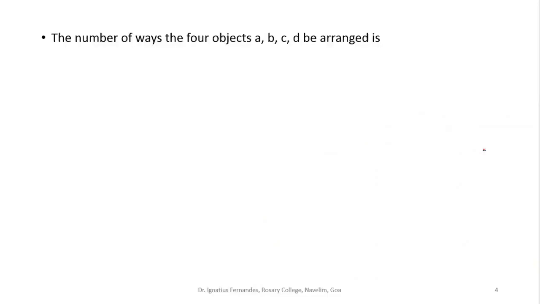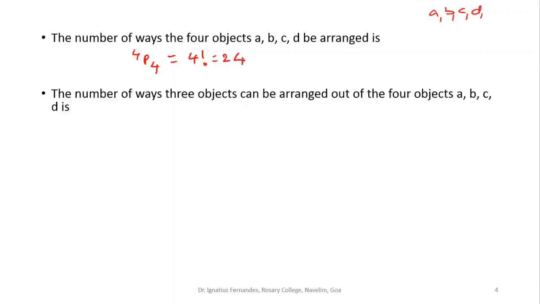Okay, so the number of ways 4 objects A, B, C, D can be arranged, we saw that it is 4P4. There are A, B, C, D, 4 objects. We are arranging all 4, and we already saw that this is equal to 4 factorial, which is 24. Now, if I have to select only 3 objects, the number of ways 3 objects can be arranged out of A, B, C, D, so instead of arranging all 4, I am taking only 3.